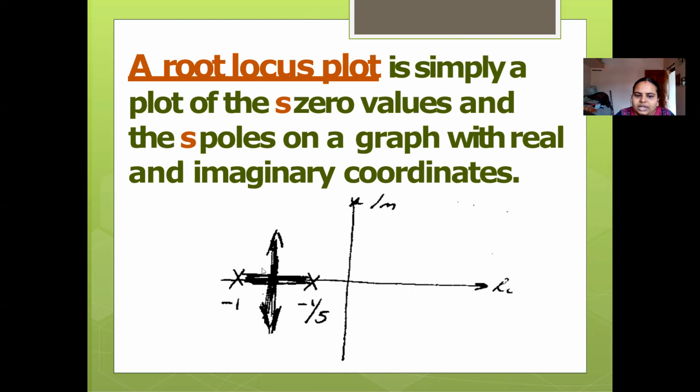Here, in the xy plane, the x direction is taken as the real part and the y direction is taken as the imaginary part. The poles are represented as crosses. When I represent a zero, it is represented as a circle.